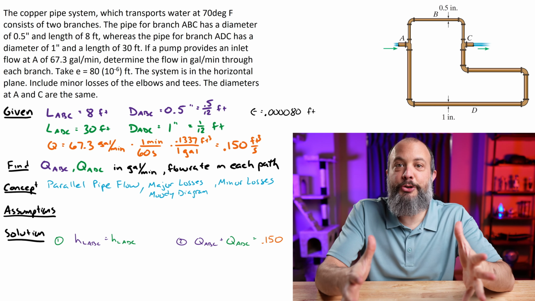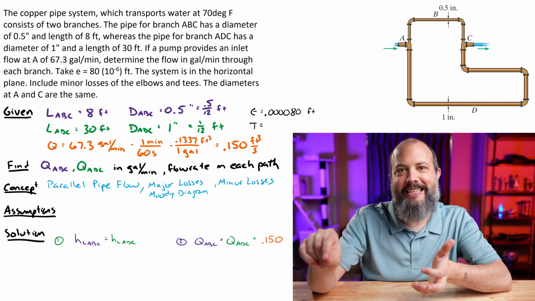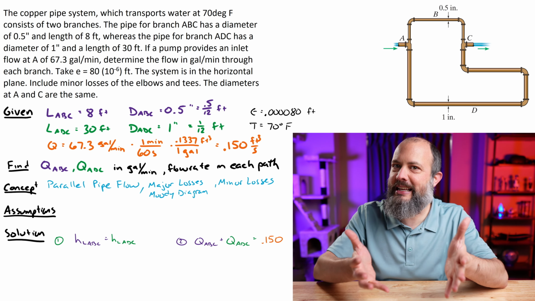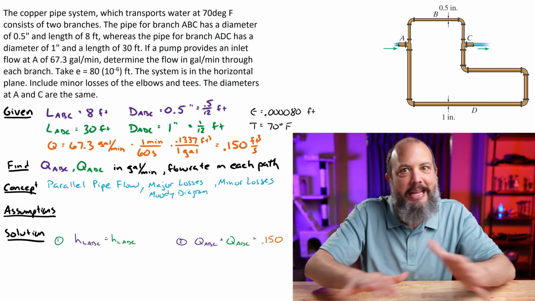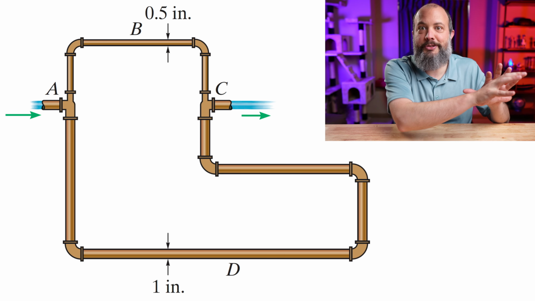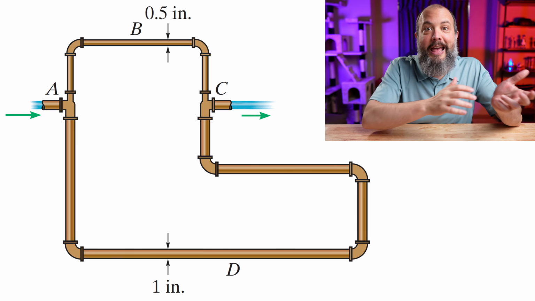If you envision doing the energy equation from point A to point C, it doesn't matter which path you take. You have to get to the same result at C either way. At point A, there's some velocity and some pressure, and at point C, there's a different velocity and different pressure. And so there's head loss between A and C.